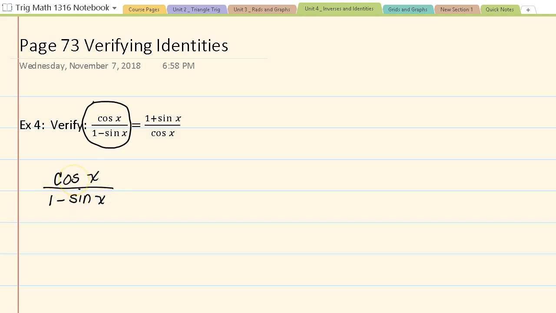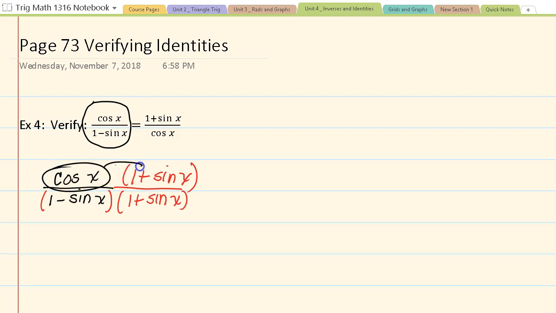And if we go back to page 71, we had the hint that said that if you had something that looked like 1 minus sine of x, try multiplying it times its conjugate, 1 plus sine of x. So we'll do that at the bottom as well as at the top. And again, you can see that I'm multiplying by a magical 1. At the top, I'm going to do the distributive property, and I'm going to get cosine of x plus cosine of x sine of x.